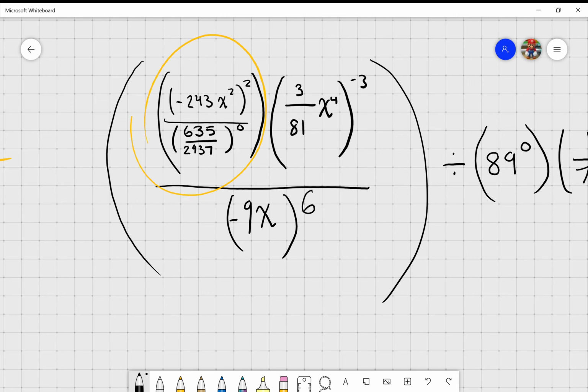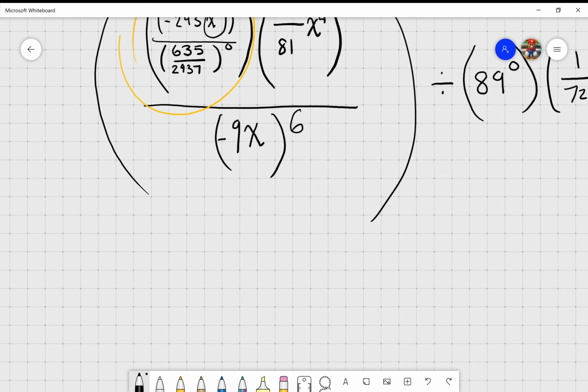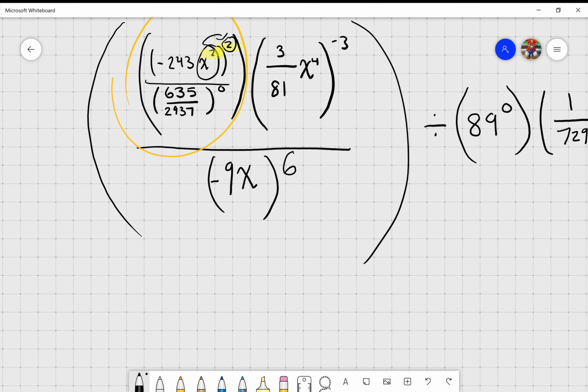Here we have already encountered one of our exponent laws, the power rule. Power rule is basically if you have a variable, in this case x squared, to an exponent outside of a bracket, we multiply them. So in this case, x squared is being squared, so we get the answer of x to the power of 4. And now let's solve the equation.